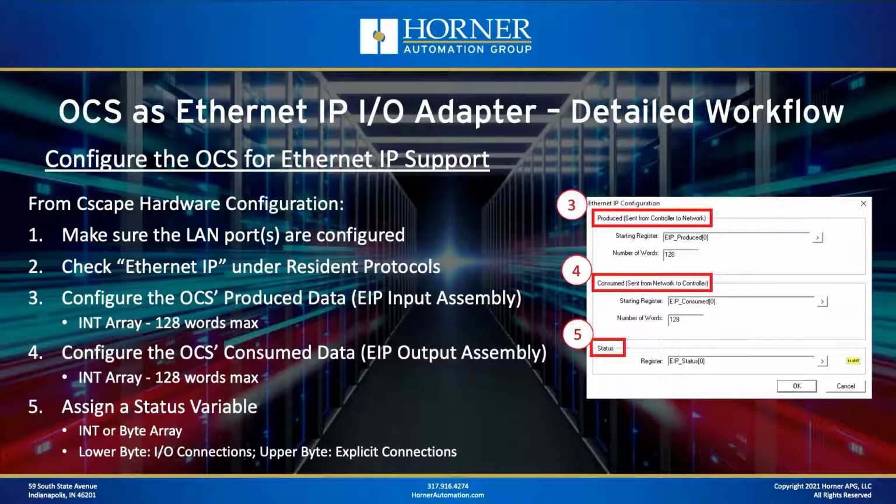Now next, you need to assign a status variable. And that can either be an integer or a small byte array with a dimension of 2. The information you can get from the status variable will include the number of I/O connections that are active and the number of explicit connections that are active. And if your customer has your machine connected to their Ethernet IP CPU, then you should see values greater than 1 there. One other note, and that is that you can't produce or consume more than 128 words of data to and from the network.